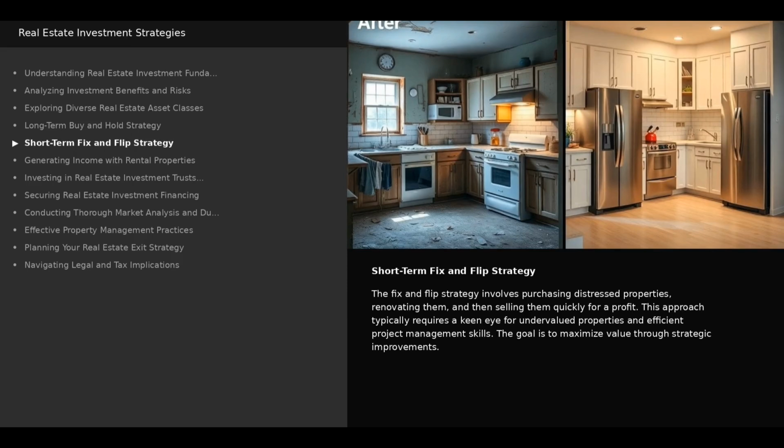Short-term fix and flip strategy. The fix and flip strategy involves purchasing distressed properties, renovating them, and then selling them quickly for a profit. This approach typically requires a keen eye for undervalued properties and efficient project management skills. The goal is to maximize value through strategic improvements.